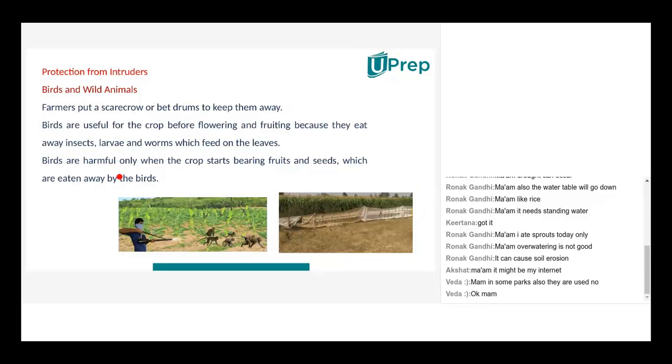Birds are harmful only when the crop starts bearing fruits and seeds. So this is what I was saying, that once there are seeds and fruits, you'll have to keep the birds at bay. Normally, certain kinds of artificial guns are used, more for the sound. There's a huge sound and a lot of smoke which comes out, but this doesn't do much damage to the animals, right? And in the village, there are many primitive ways to drive the birds away.